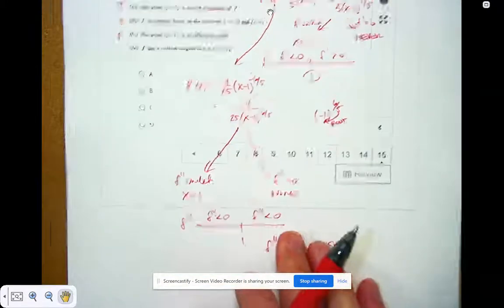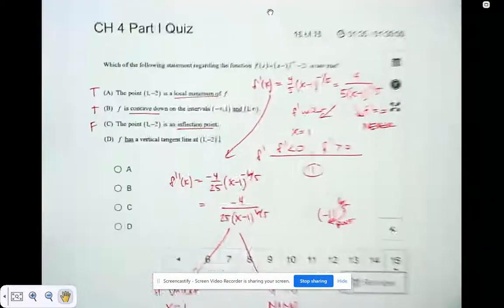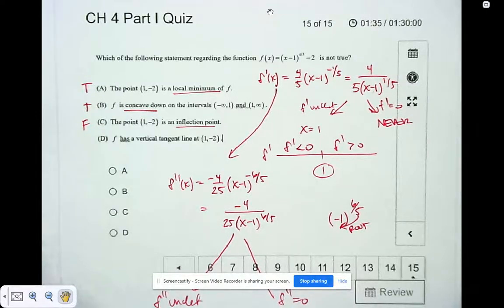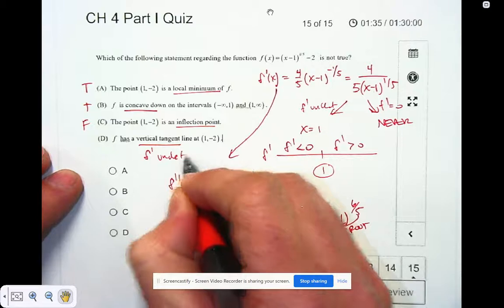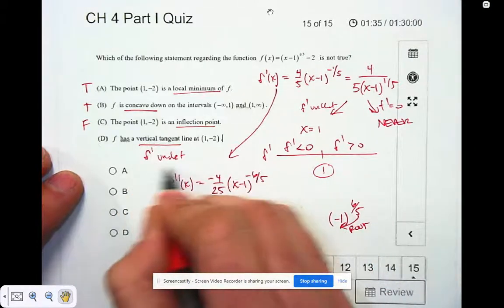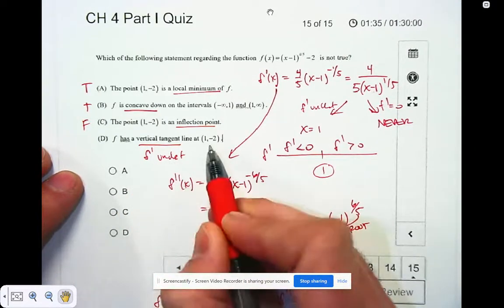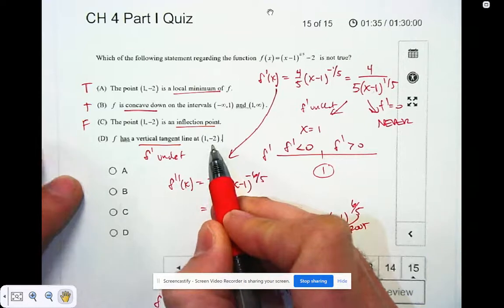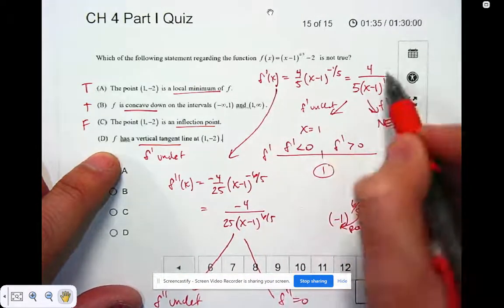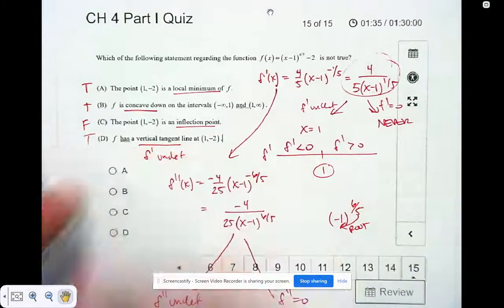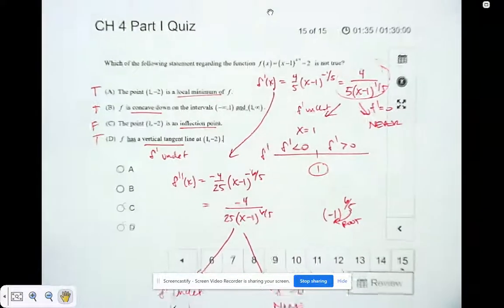What's that? Well, what's a vertical tangent? A vertical tangent would have an f prime value. Vertical tangent is f prime undefined, right? Because isn't the slope of a vertical line undefined? So go to that point, 1, -2. Go plug in 1 to your first derivative. Didn't we say that that makes it undefined? So this is true. Okay?